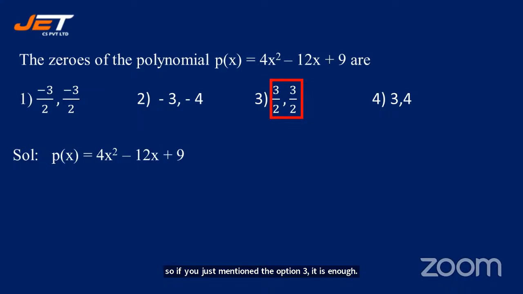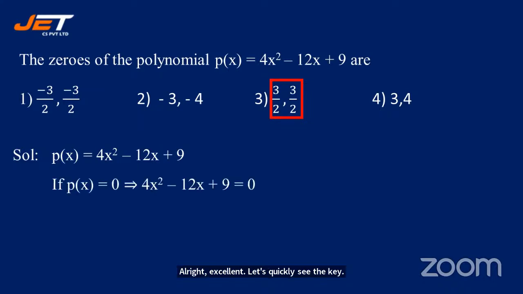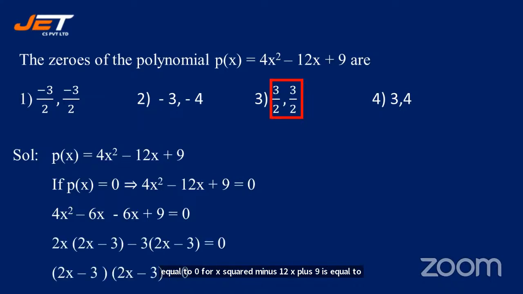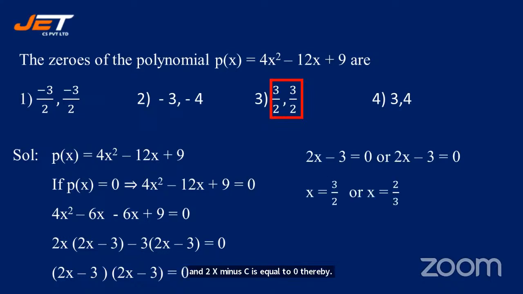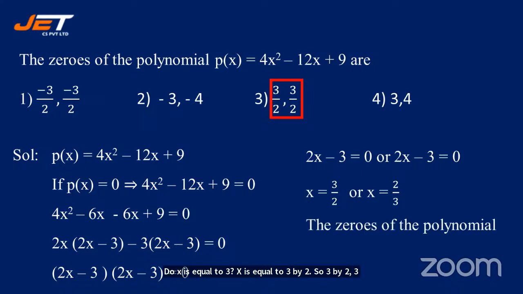Excellent. Let's quickly see the key. P of x is equal to 4x square minus 12x plus 9. If P of x is equal to 0, 4x square minus 12x plus 9 is equal to 0. As I told you, just factorize it. You get 2x minus 3 and 2x minus 3 is equal to 0. Thereby, 2x is equal to 3, x is equal to 3 by 2. So 3 by 2, 3 by 2. These are the zeros of the polynomial. All right, students. Good. With this, we are moving on to the next question.